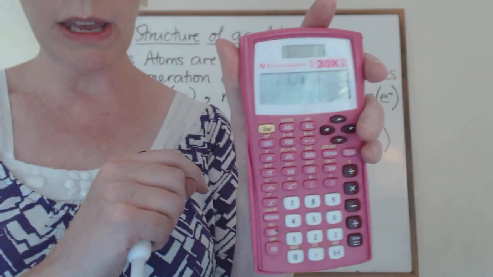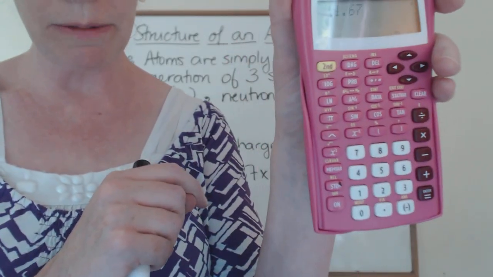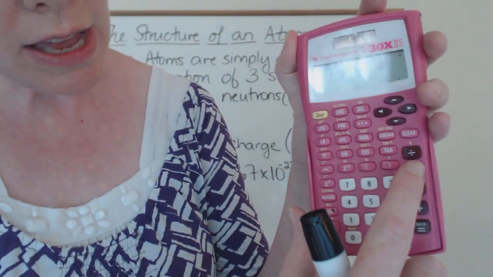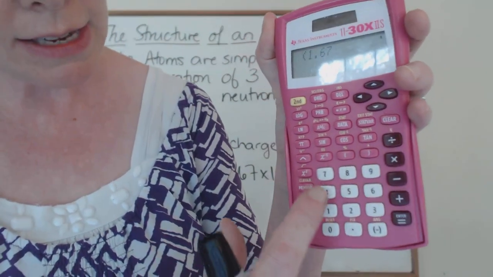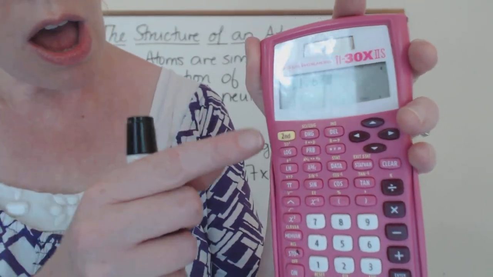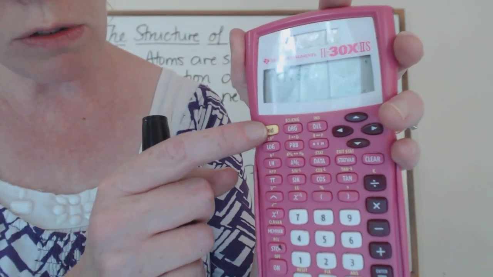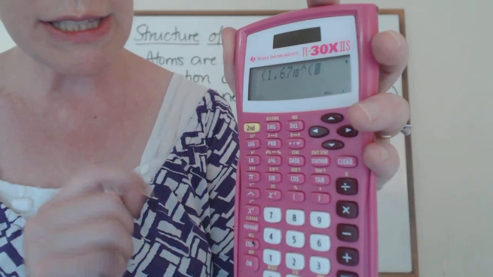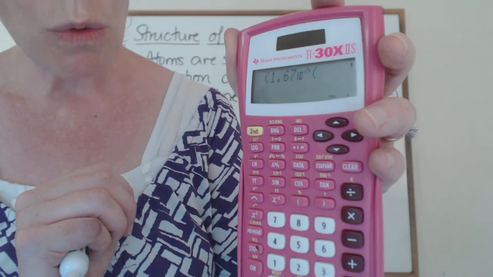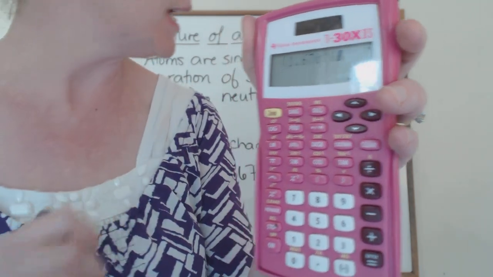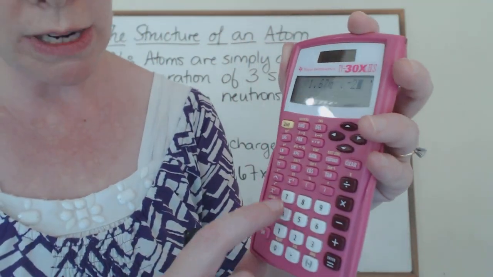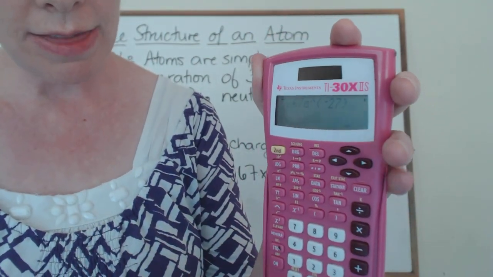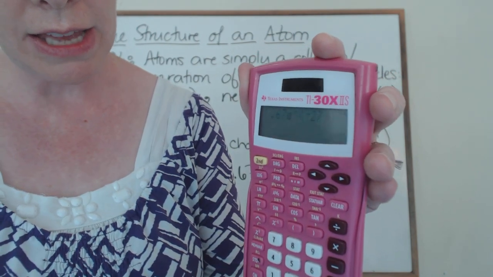Now, let me show you something real quick here. I've got 1.67. Can you see that? It's kind of a glare. Instead of pressing times 10 here, I use what's called this function. If you do second log, you will get the 10 to the function. Notice I never even press the times sign. 1.67, it does times 10 to the right there, 10 to the negative 27th, close parentheses, and then I press enter. I let my calculator read the entry.